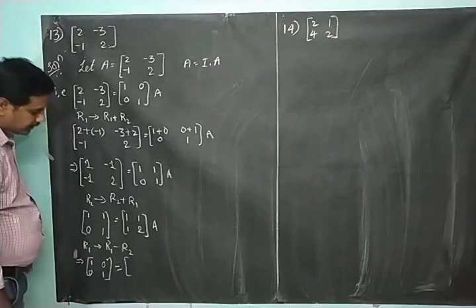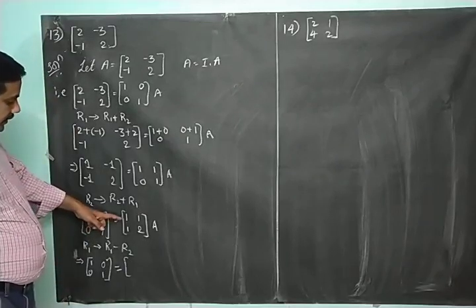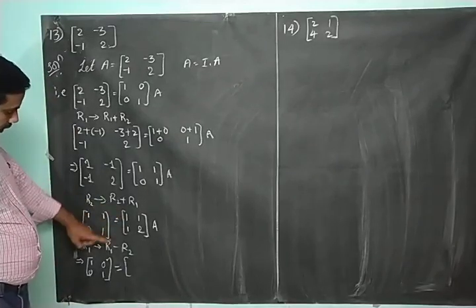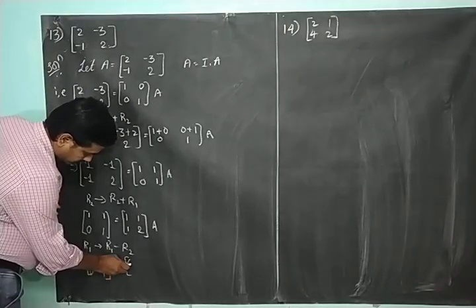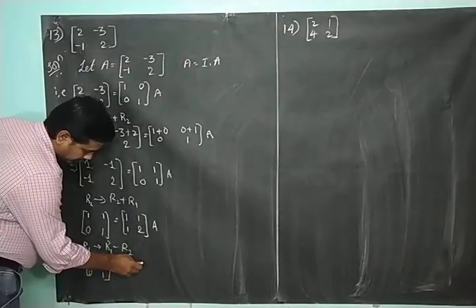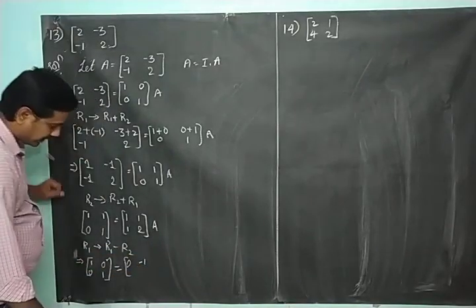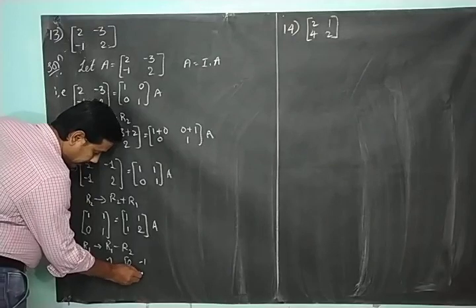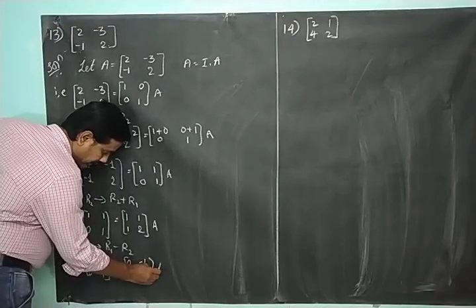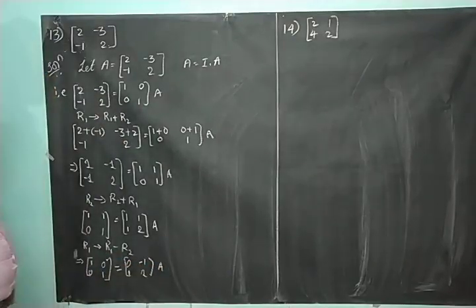R1 minus R2. What is there here? 1 minus 1 is 0. 1 minus 2 is minus 1. Right? So 1 and 2 as it is. So this is nothing but our required A inverse.